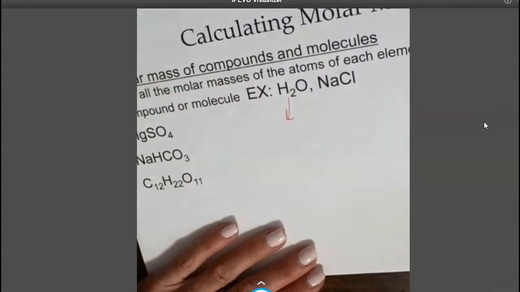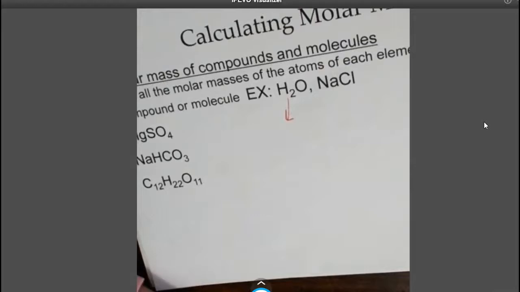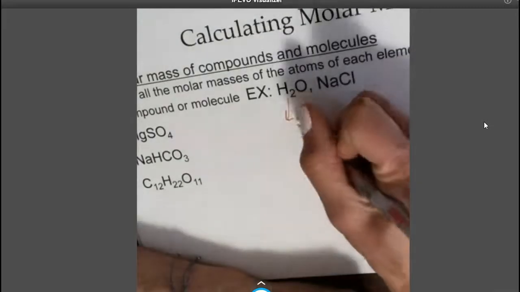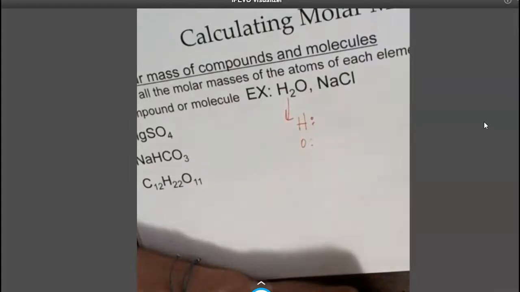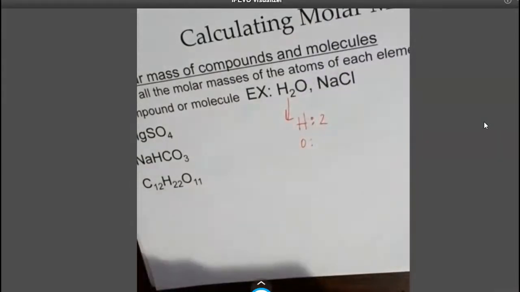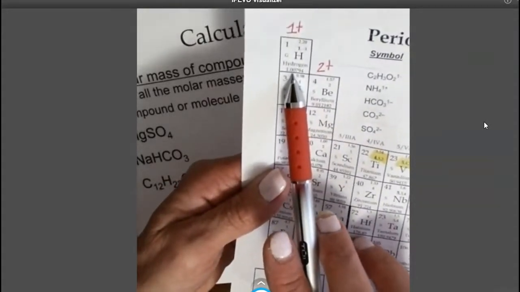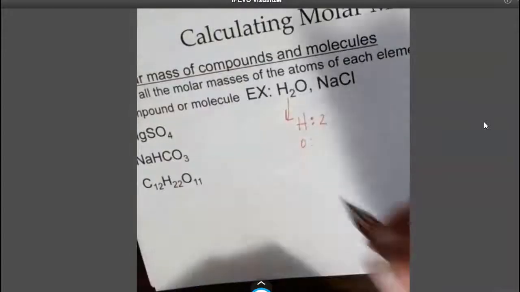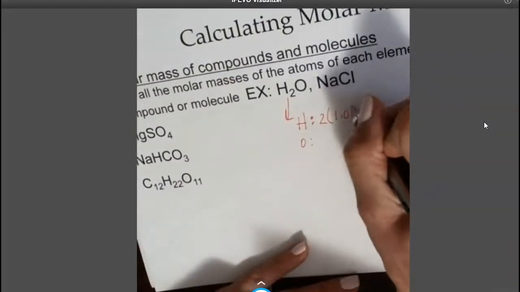So if I want to find the molar mass of water, the TED-Ed video showed you a little bit ago that the molar mass of water is 18.02 grams. So let me show you how they came up with that. We have hydrogen and we have oxygen. We have 2 hydrogen atoms. We need the molar mass of hydrogen. So I'm going to find the atomic weight and round that to 2 places past the decimal, which is 1.01. So I've got 2 hydrogen atoms, each with a molar mass of 1.01.